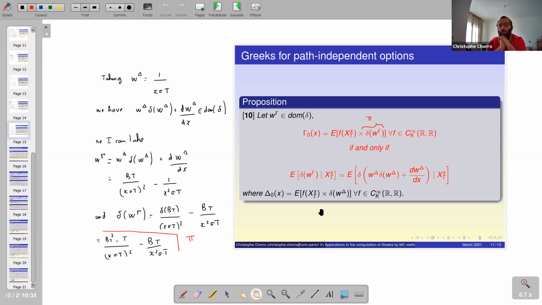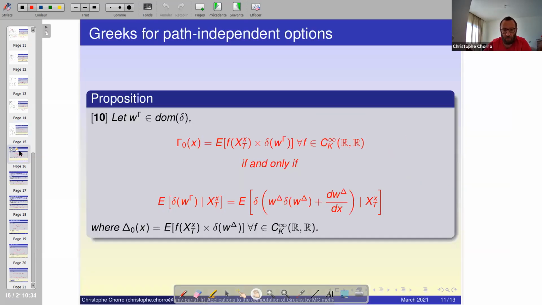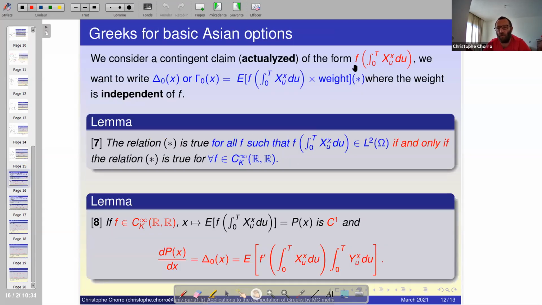Now we are going to finish the course, okay, studying another situation, the case where I have a path dependent option that is in fact an Asian option. So I will conclude my course. So we are going to conclude the course, okay, considering contingent claims of this form, a function of the Riemann integral of the risky asset. Okay, it's what I call the path dependent option because it depends on the whole trajectory of the asset because I integrate it. Okay, it's an option on an average in some sense that I call an Asian option.